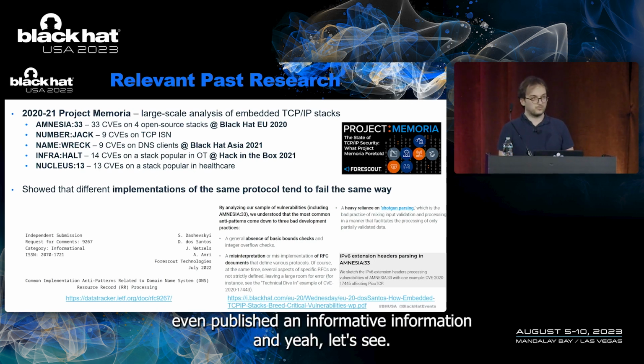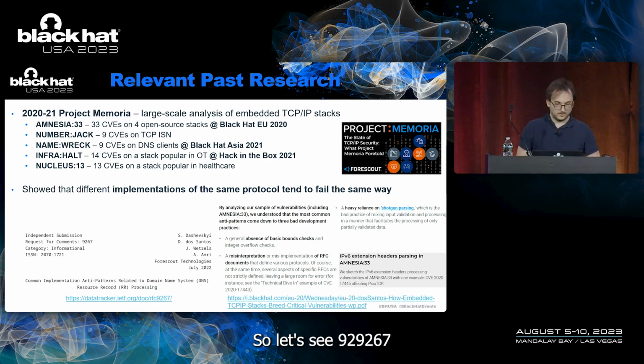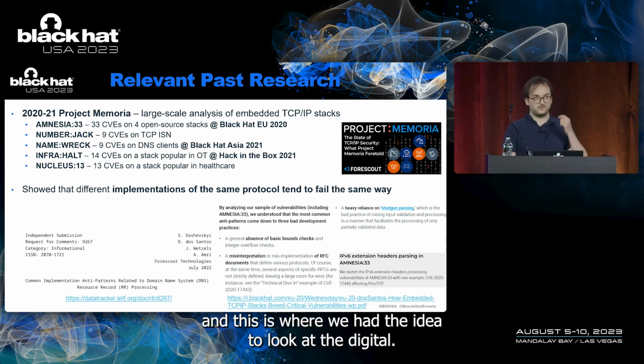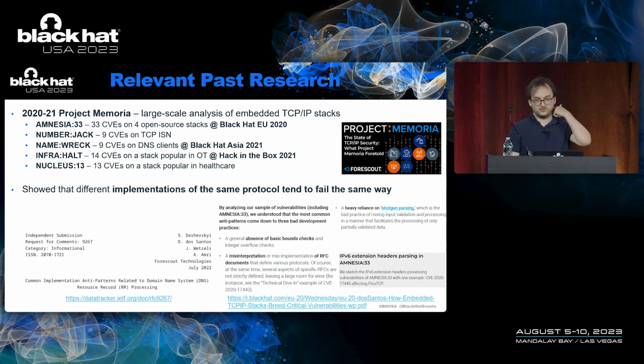And we even published an informational RFC, RFC 9267, which is specifically about DNS implementations. In general, we saw widespread problems in the parsing, and this is why we had the idea to look at BGP.